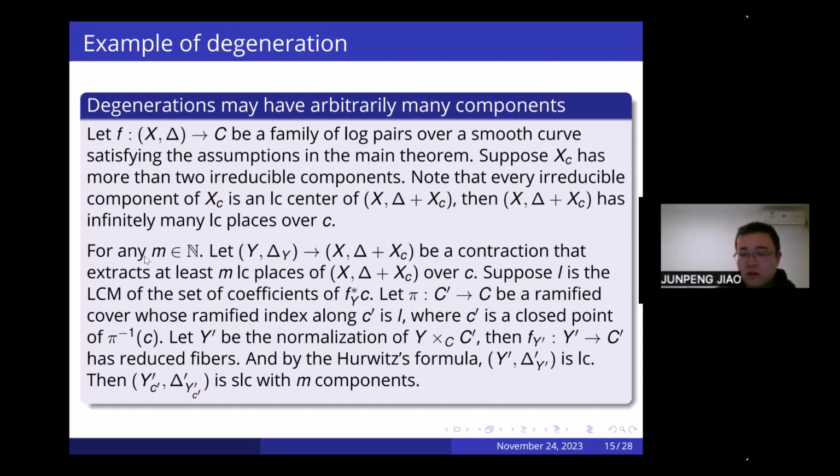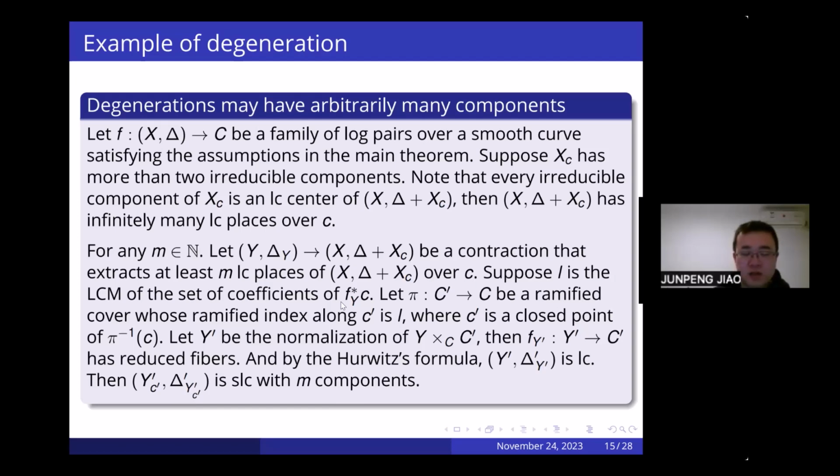So then for any m, we can blow up and get m divisors with coefficients equal to 1. And notice that once we blow up, the multiplicity of the central fiber may no longer be 1. But we can do a ramified cover to make the multiplicity equal to 1. This part is known as the Kawamata trick.